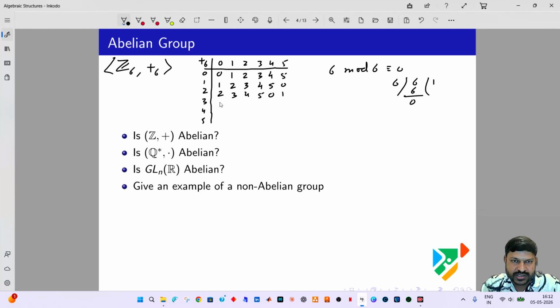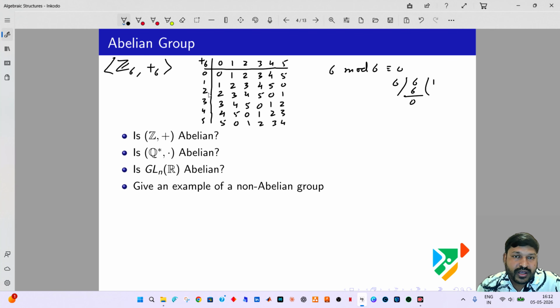3 plus 0 is 3. 3 plus 1 is 4. 3 plus 2 is 5. 3 plus 3 is 6, again 0. 3 plus 4 is 7, which is 1. 3 plus 5 is 8. So 8 divided by 6, the remainder you are going to get is 2. So you will write 2 here. Similarly, you can fill 4, 5, 0, 1, 2, 3, and this one will be 5, 0, 1, 2, 3, 4. You can verify the remaining entries.